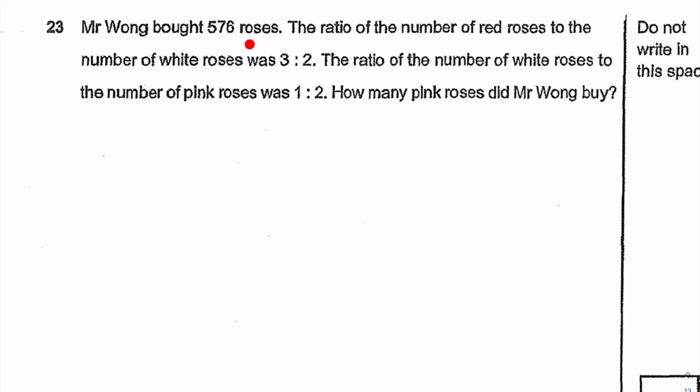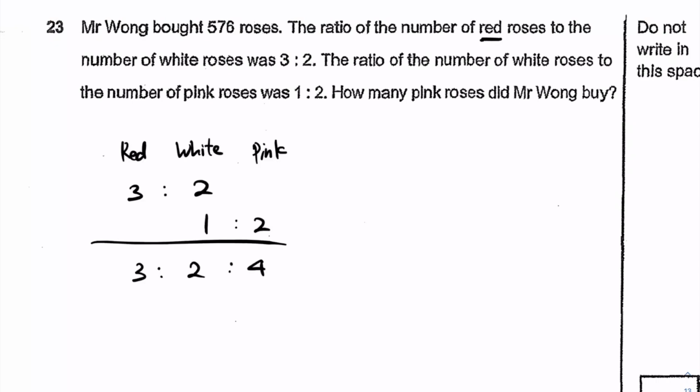Mr. Wong bought 576 roses. Reds to whites 3:2, whites to pink 1:2. So we can combine the ratios here: reds to whites 3:2, and then whites to pink 1:2. So this shouldn't be 2 and 1. Let's make them the same. We're going to multiply by 2. Multiply by 2. We've got 3:2:4.